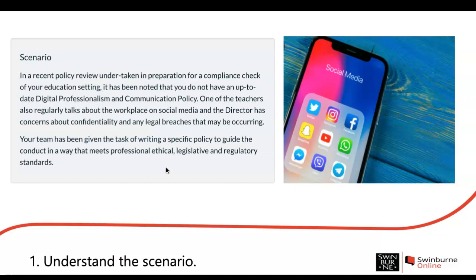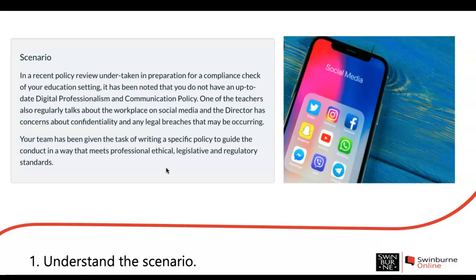As you can see, the scenario goes over the fact that we're reviewing policy. So you can assume in your assessment that there is a current digital professionalism policy and that it's coming under review as a part of this compliance check in your education setting. It doesn't tell us specifically what kind of education setting, but obviously we're using an early years flavour.